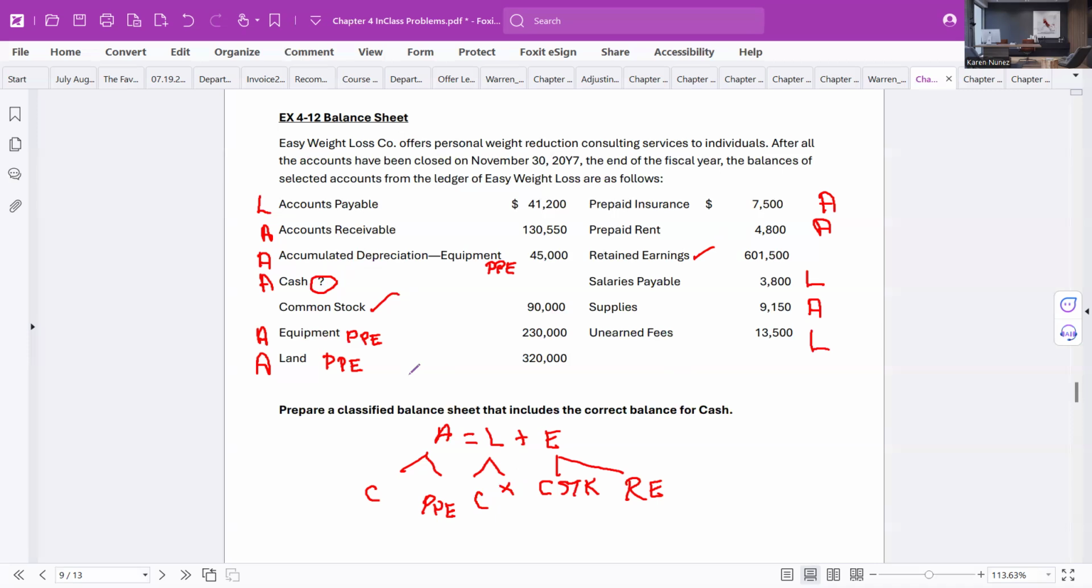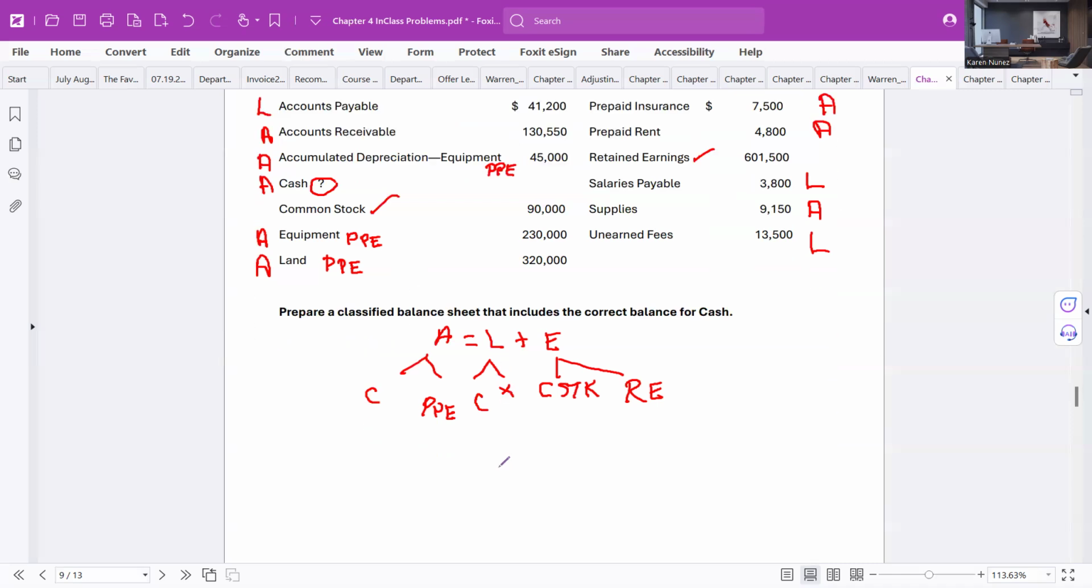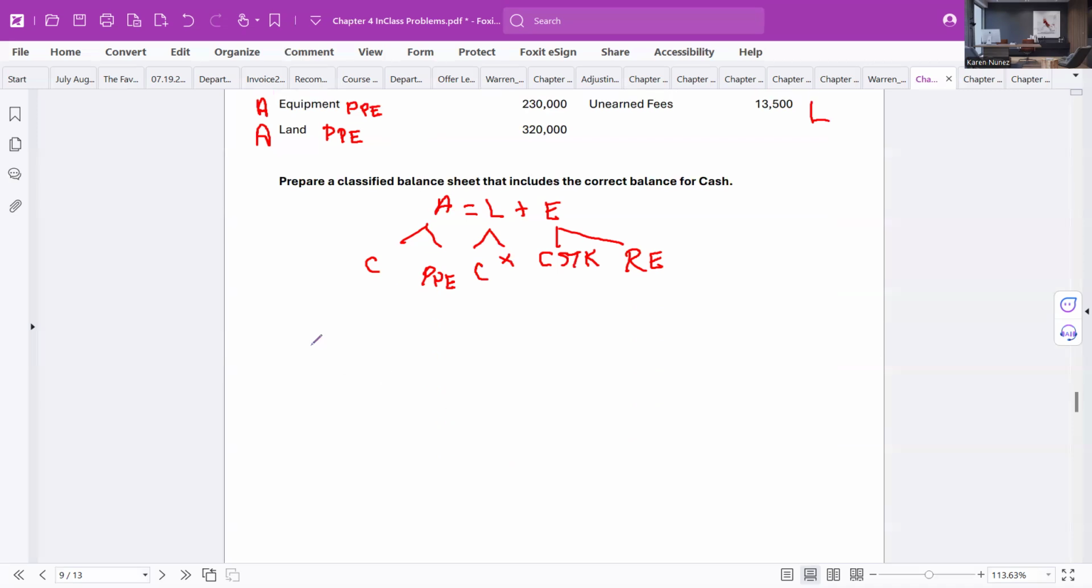And it's not that difficult. It just takes a little bit of work, but it's really based on the accounting equation, right? We know that the assets have to equal the liabilities plus the equity. Well, we have most of the information that we need.